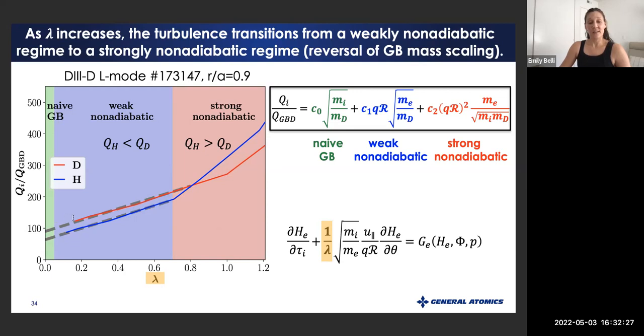As lambda increases, the linear scaling with the square root of the electron mass predicted by the weak non-adiabatic term is seen, which increases the flux by a constant amount that does not depend on MI. That is, the D and the H curves have the same slope. Finally, as lambda increases further, the increase in the flux becomes stronger than linear, and the scaling enters the strong non-adiabatic regime, where the predicted reversal from naive gyroBohm mass scaling, or QH greater than QD, occurs.